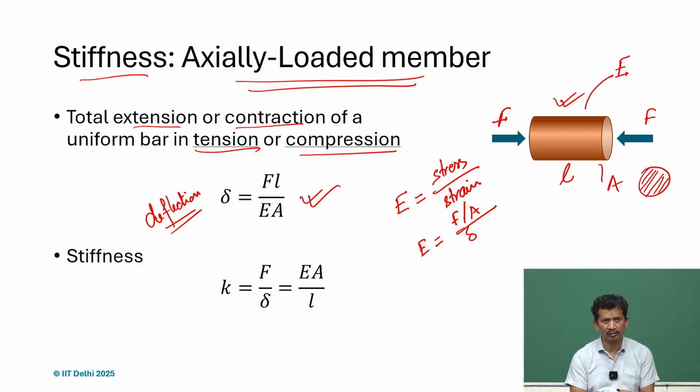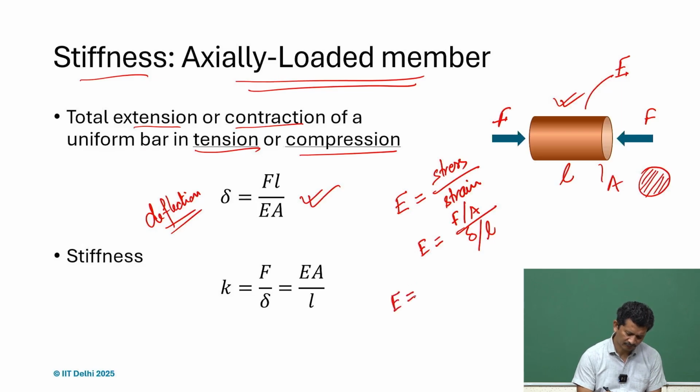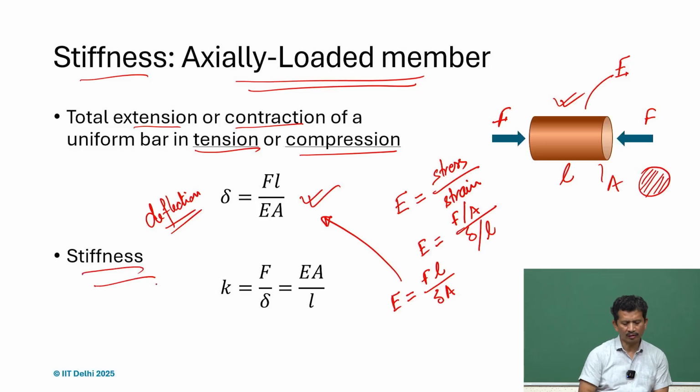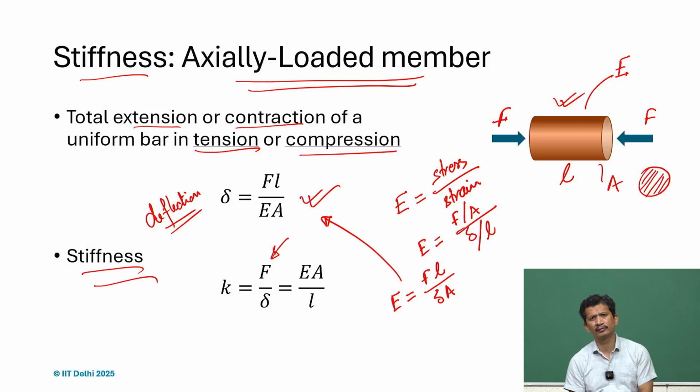whether compression or contraction or extension, over the length, delta L. And when we rearrange, E is F L divided by delta A, and if we rewrite, delta is a function of F L over E A. Now, when we want to talk about stiffness, this is how it is defined. The stiffness is the force we are applying and, because of that force, the deflection, the deformation.